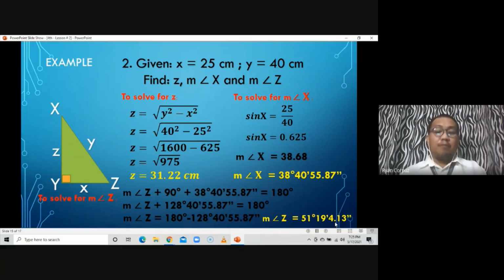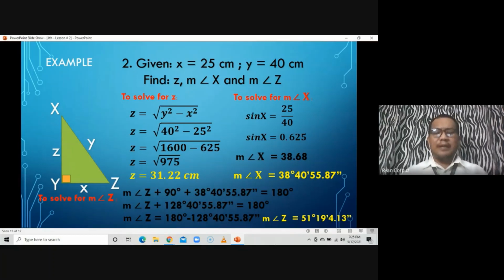Example number 2 nga lang, hindi exact yung measure ng angle na nakuha natin kasi nakadepende yon on the given measure of the sides. Kaya iba rin yung measure ng angle natin. Hindi exact yung measure ng angle, kasi one of the sides hindi exact yung measure, which is 31.22 centimeters. So nakuha example number 2.